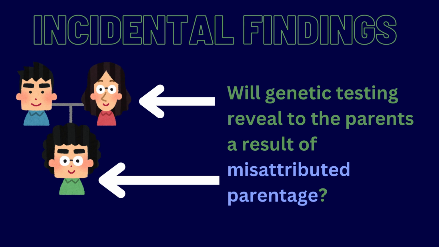Incidental findings are similar to secondary findings in that they are a result identified that wasn't the reason the test was sent, however differ in that this result, if revealed, may not have a clear medical benefit versus its potential harm. A good example of an incidental finding would be discovering misattributed parentage, such as non-paternity or non-maternity.